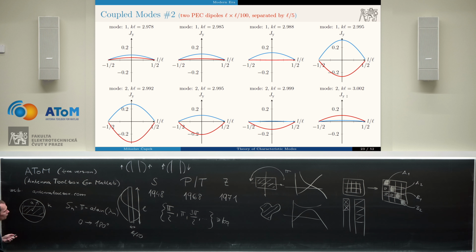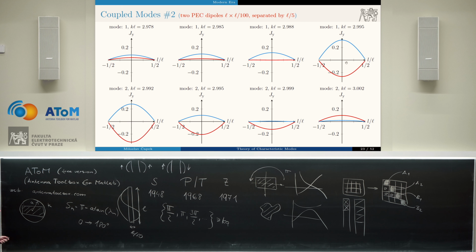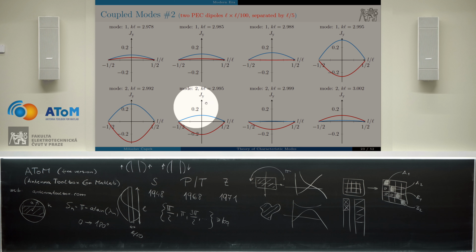And this is confirmed here in this table. So the first mode is the top row, and the second mode is the bottom row. And you can see that really below the crossing avoidance, it's in-phased. Then it starts to change its shape. Here, at this particular frequency, there is, by the way, current non-zero only at one dipole and zero for the second one. And then above, it changes its shape to out-of-phase mode. And the contrary is true for the second mode.